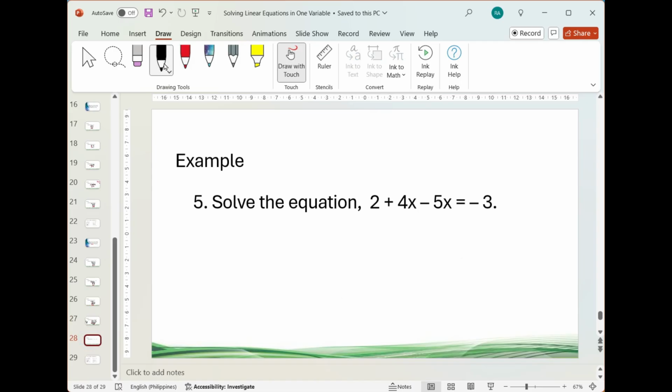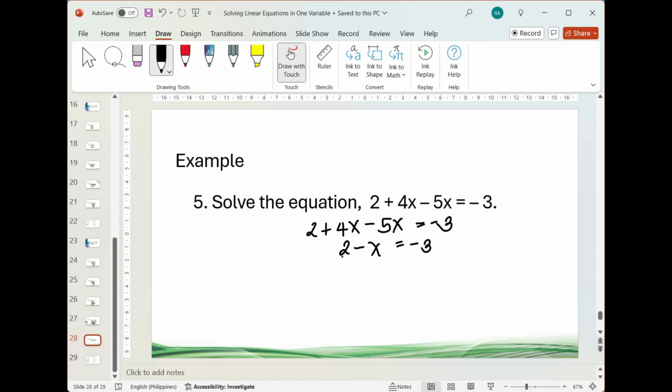For the last example, let's solve the equation 2 plus 4x minus 5x equals negative 3. So, tingnan muna natin, baka pwede tayong mag-combine. Okay, so dito pwede nating i-combine si 4x minus 5x. So, kopyahin si 2. 4x minus 5x, that is equal to negative x, tama? So, that this becomes 2 minus x equals negative 3.